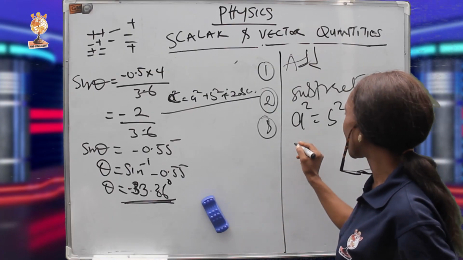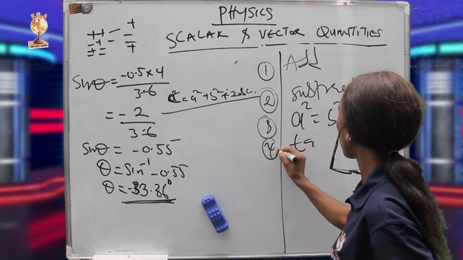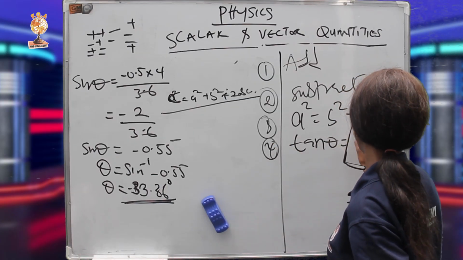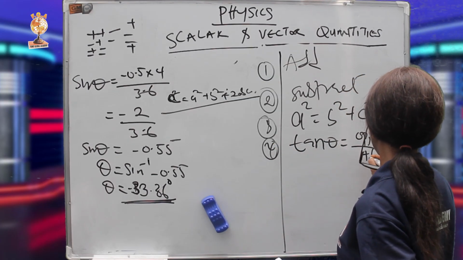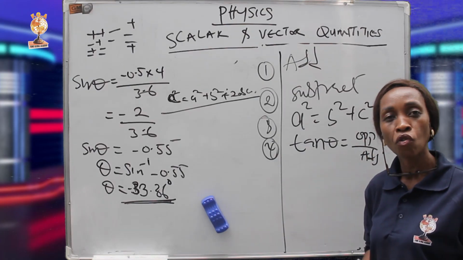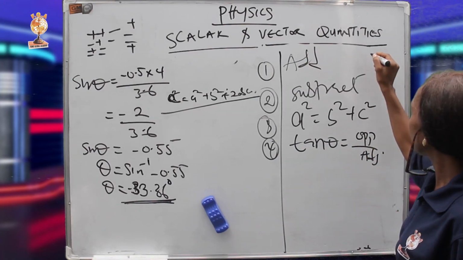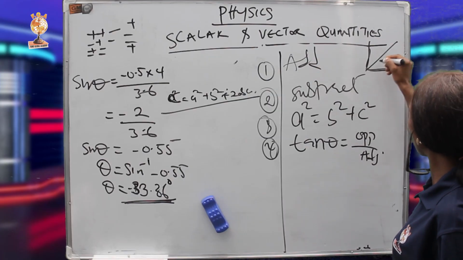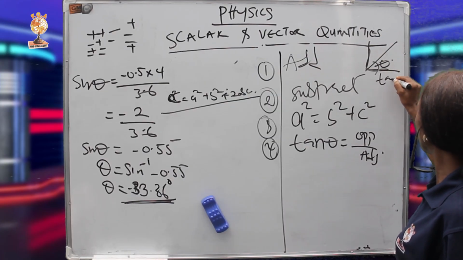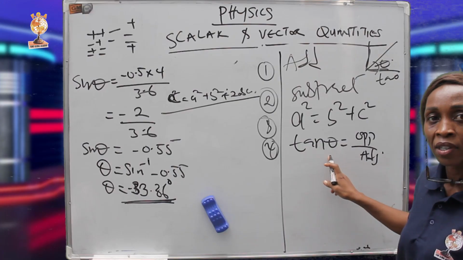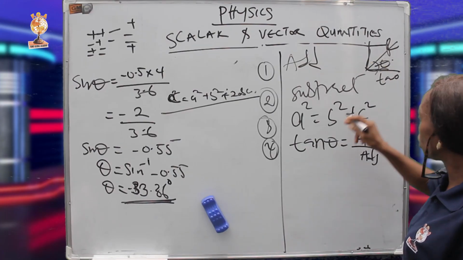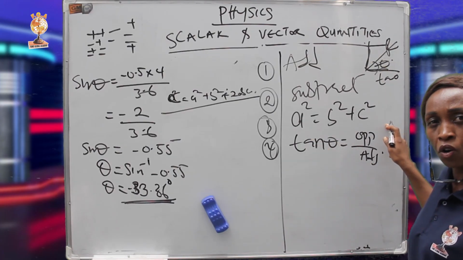The angle there is tan theta. That's 4. Tan theta is equal to opposite over adjacent, because if it's 90 degrees to each other, it must make an angle. The angle here is tan theta. That is this. But the resultant is R, which is this. I'll use the Pythagorean theorem.